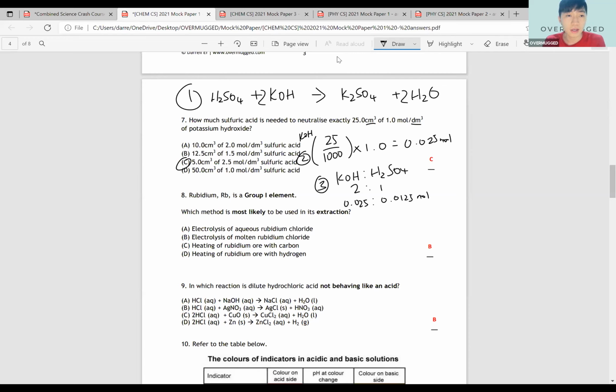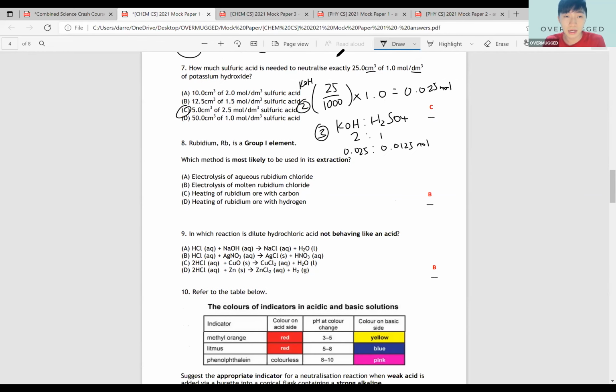Question 8, we see rubidium here. You might not have seen it before, but rubidium, if you check your periodic table, is actually in group 1, right? So which method is most likely to be used for its extraction? Here, we need to go to the chapter on metals. Why do I say that?